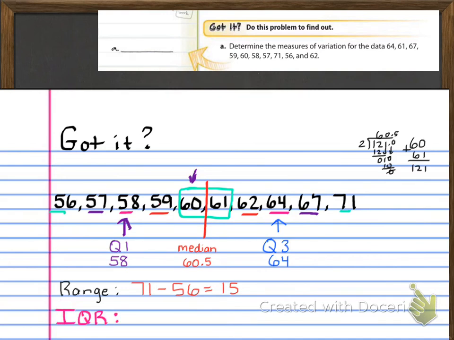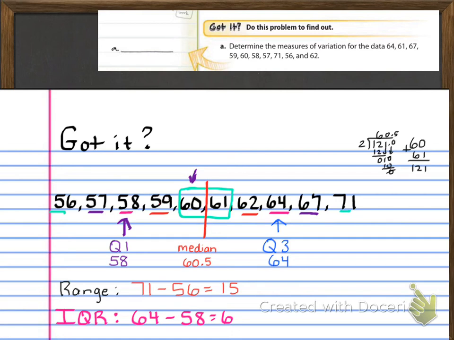So we're going to list this as IQR, and then we're going to take our figure for our third quartile, which was 64, and subtract out our first quartile, which was 58. So 64 minus 58, you have 2 to get to 60, plus another 4, so that's 6. So our interquartile range is 6.